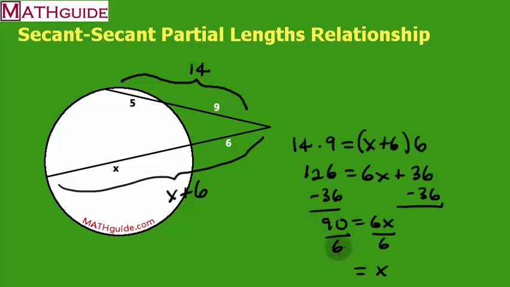Let's see, 6 goes into 90 15 times. And there you have it. It looks like this inside length is equal to 15 because that's x. If I wanted to know what's the whole distance here from the point of the circle all the way to the point of intersection, it would be 15 plus 6, or 21 for the whole distance. Alright, let's take a look at another example.